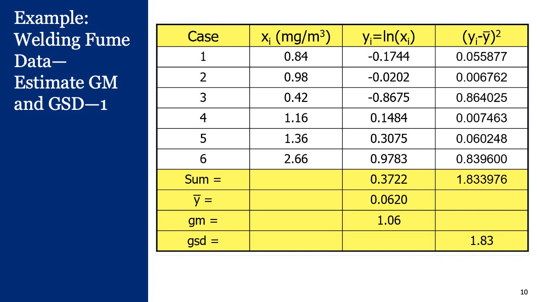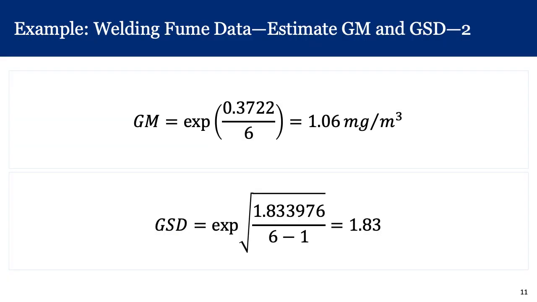This is similar to the calculations we have done previously. Similarly, in the fourth column, you obtain the yi minus y bar. You square it, take the sum, divide by n minus 1, take the square root of that, and then exponentiate it, and you get a geometric standard deviation of 1.83. So this is all familiar to all of us by now. The geometric mean is 1.06, and the geometric standard deviation is 1.83, again with no units for the GSD.